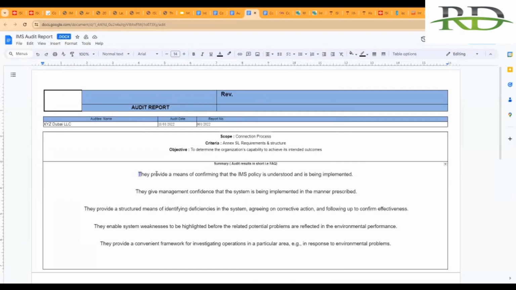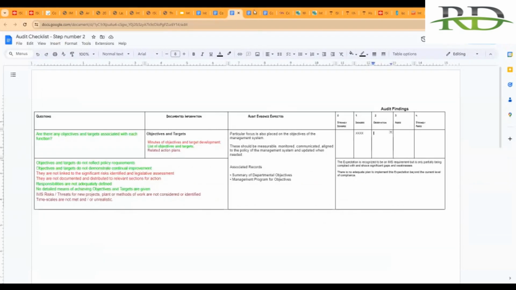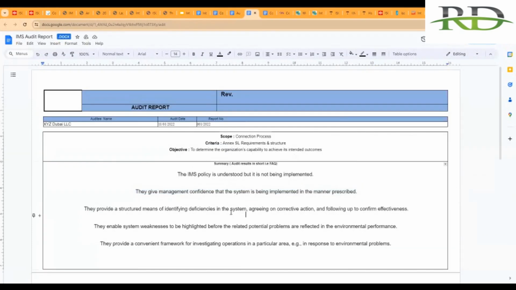IMS audits, for example, are conducted to provide a means to confirm that the IMS policy is understood and is being implemented. So you can just say the IMS policy is understood, but it is not being implemented. And this depends on the results of your audit checklist. This is the best way to summarize your audit findings.